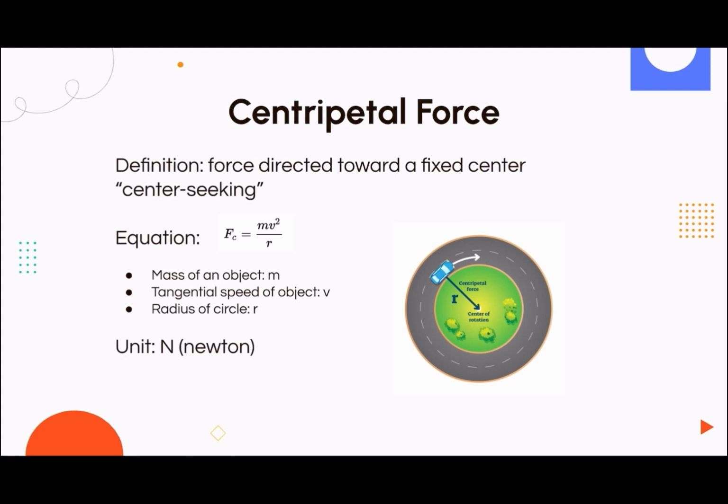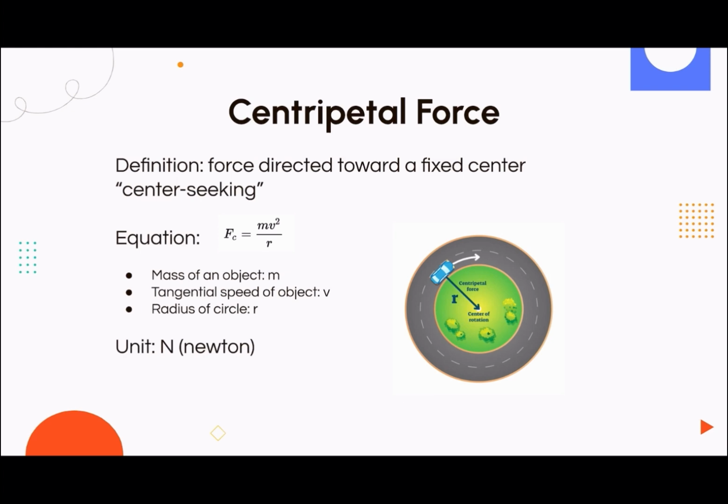The equation for centripetal force would be Fc equals mv squared divided by r, where m is mass, tangential speed is v, and the radius is r. The units for centripetal force are newtons, and to get a better understanding, the tangential speed is squared, so this means that twice the speed is needed for 4 times the force, and in other words, half the speed needs a quarter of the force.